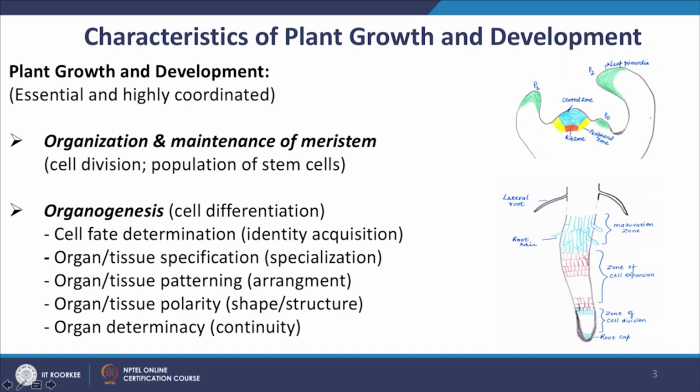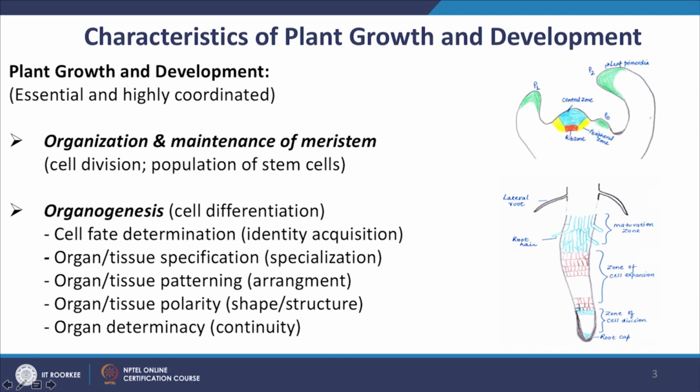As I said, the process of plant growth and development is highly coordinated, which means that this is achieved by coordinated cell division and cell differentiation. So, two very important processes have to run simultaneously in parallel. The first is the organization and maintenance of the meristem. Meristem is a population of cells which has a stem cell property. So, stem cells, why do you need stem cells?